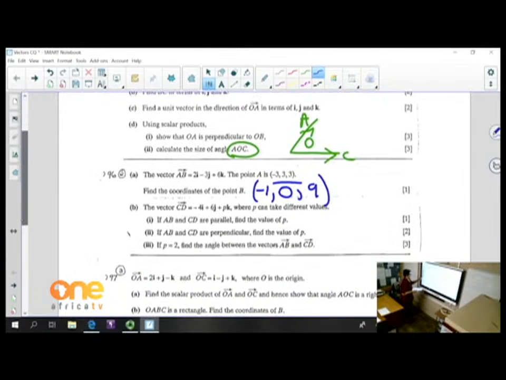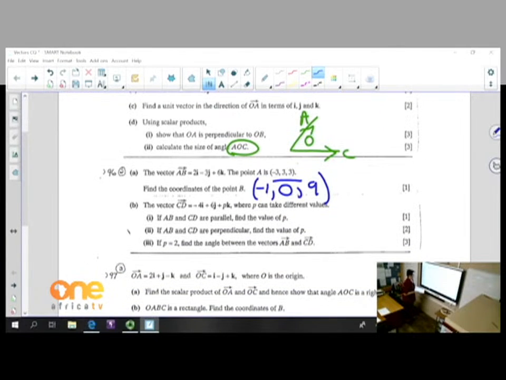Right, the next one. The vector CD, where P can take different values. Now, this is a very interesting question. We've seen that they've asked it several times. What happens if vectors are parallel? They can even go in different directions, and then they are still parallel. But the one is multiplied with a scalar. We need to find a scalar with which you multiply the whole vector.